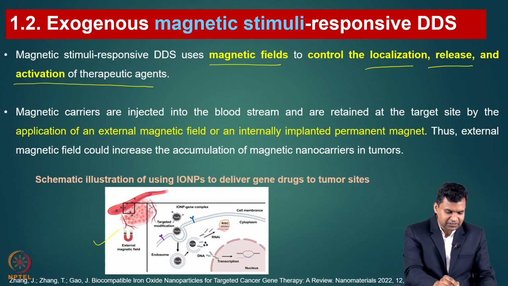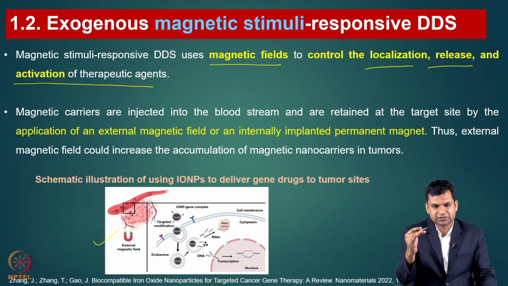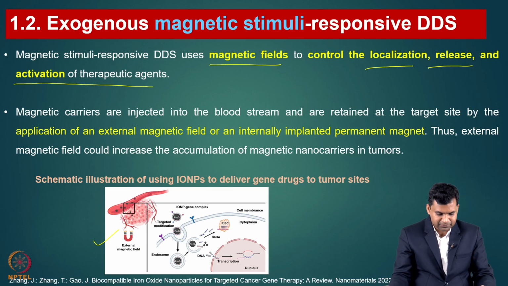Now, here also you can see the cancer system. In the cancer cell you need to apply a magnetic field. Once you apply it, it will go to the particular cells, undergo the cellular uptake mechanism, and then it will release at the particular site. So, this is a schematic illustration of using iron oxide nanoparticles to deliver gene molecules at the tumor site. So, these are the advantages of the magnetic stimuli responsive drug delivery systems.